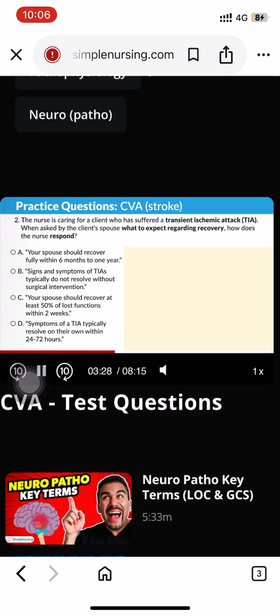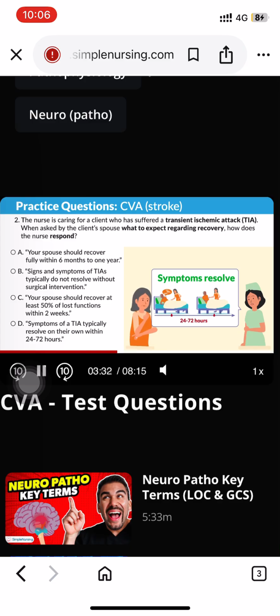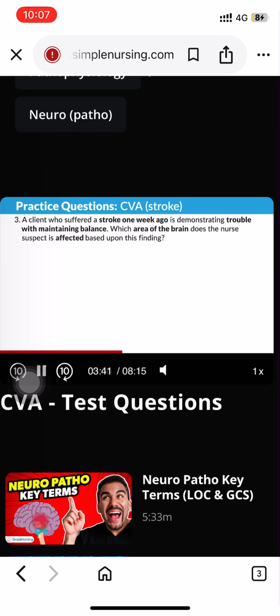few days. So option D is the most correct. Symptoms of a TIA typically resolve on their own within 24 to 72 hours. Yes, fully resolving within 1 to 3 days. Now moving on to question 3.